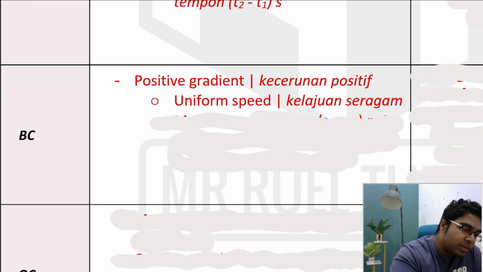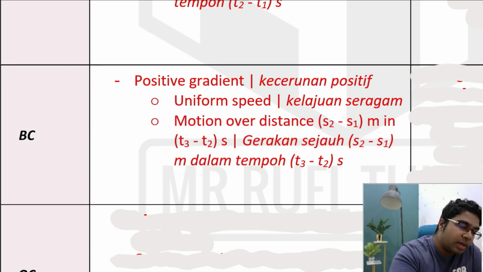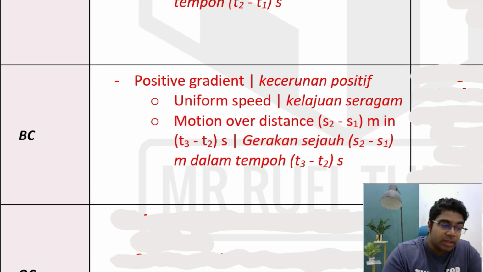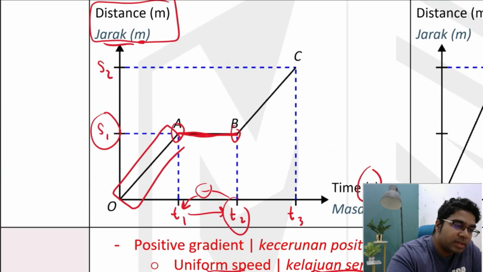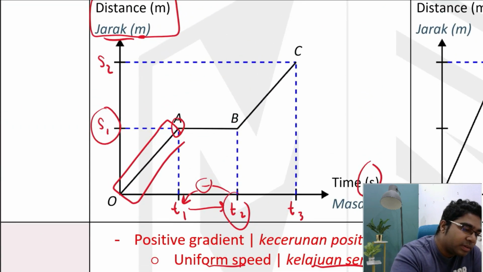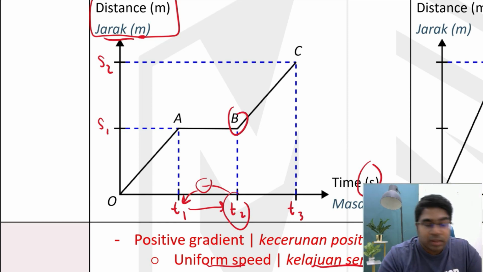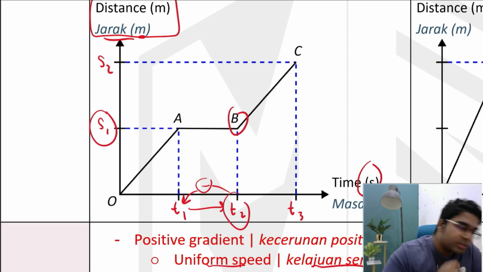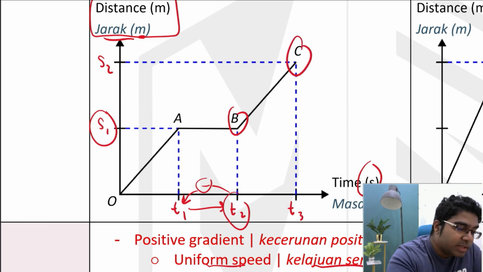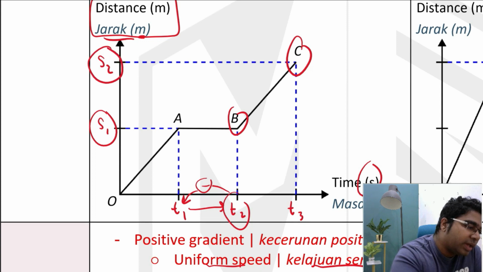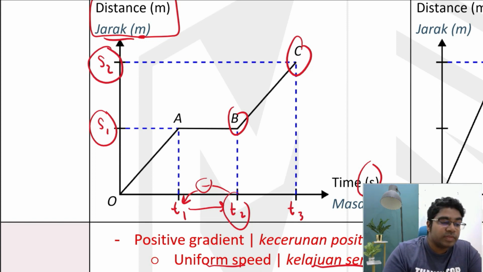Maksudnya dia kelajuan seragam. Apa lagi yang kita boleh dapat daripada graf ini? So, dia gerak sejauh mana? How far does it move? Bila kita teliti graf ini, kita boleh nampak dari B. Sekarang, dekat B, dia sudah gerak sejauh S1 meter. At B, it has already moved S1 meters. At C, it has moved to S2 meters. Dekat C, dia sudah bergerak sejauh S2 meter.